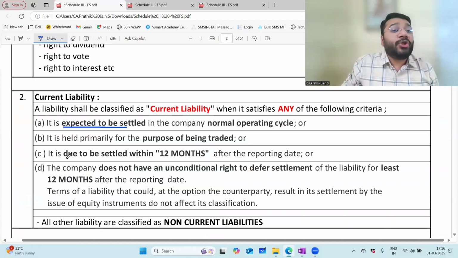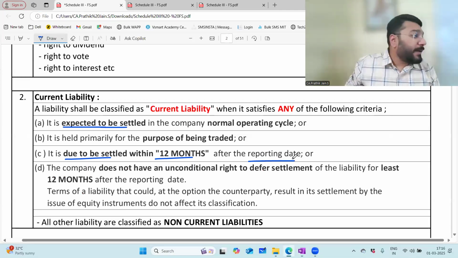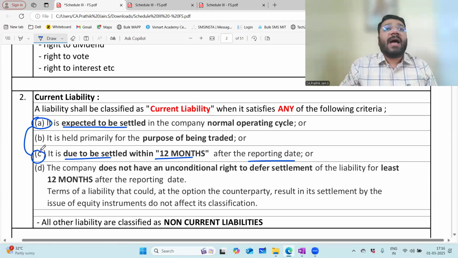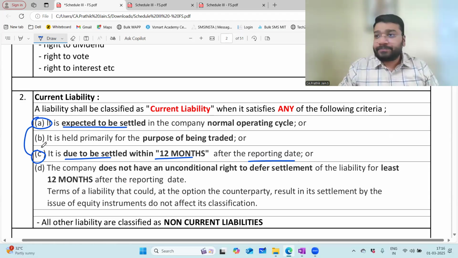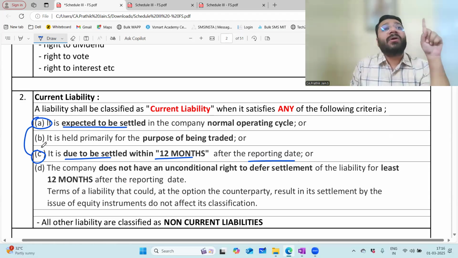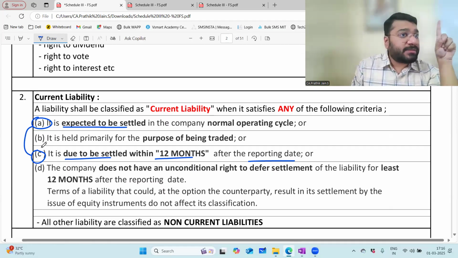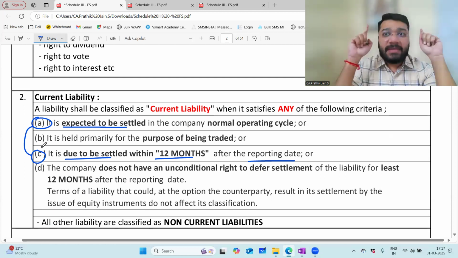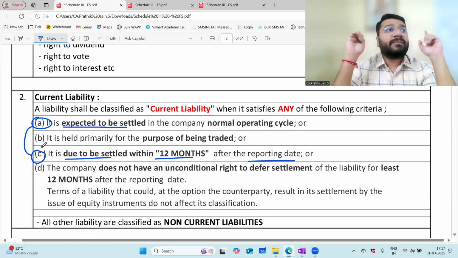Second, if any amount is due to be settled within 12 months of the reporting date, even that is a current liability. I said you should correlate points A and C together. I gave you 4 steps. What is the first step? Ascertain the normal operating cycle period of the business and also know the standard operating cycle period, which is 12 months. Compare and take the higher one. That is step 1.